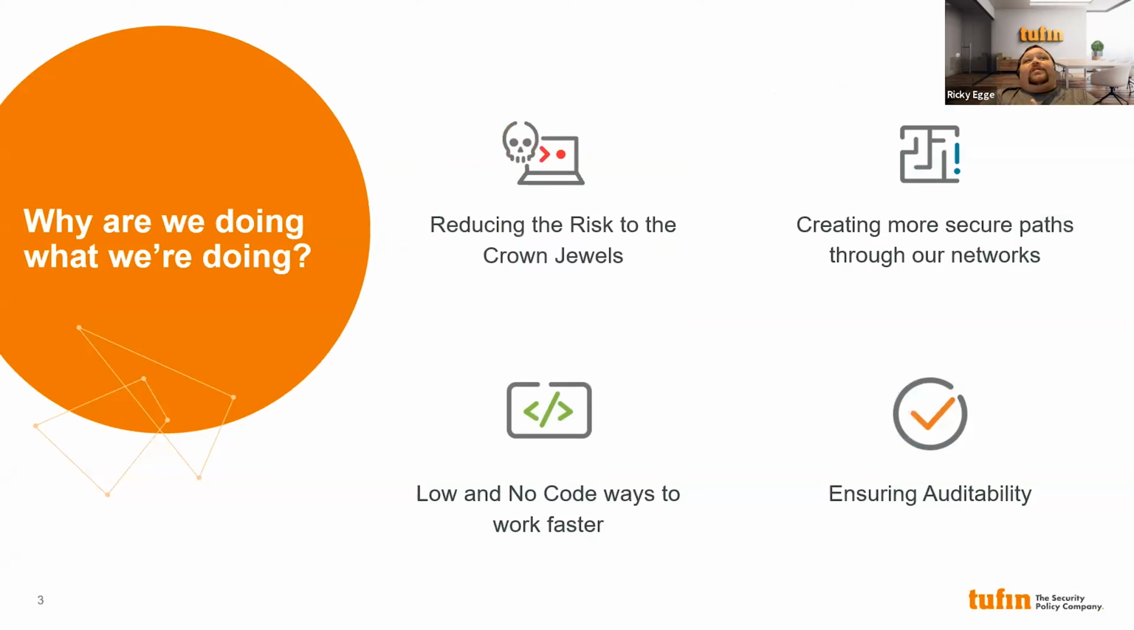So, why are we doing what we do here at Tufin? It's a couple of things that we want to cover, right? Reducing the risk to your crown jewels. We want to understand what's important to your business, what's required to make it run. We want to create more secure paths through the network. So we actually want to understand from here to here, how do we go through this path, and then what can talk, and looking for low and no code ways to work faster.